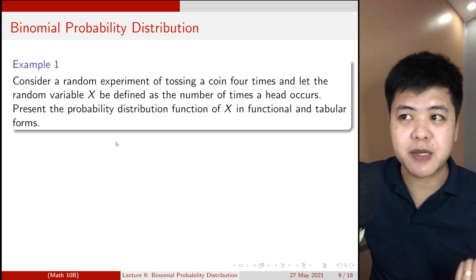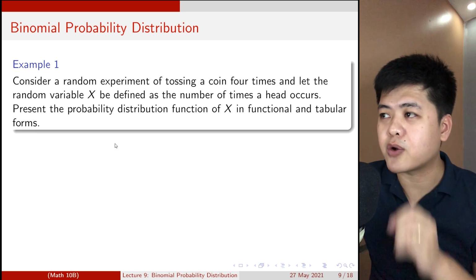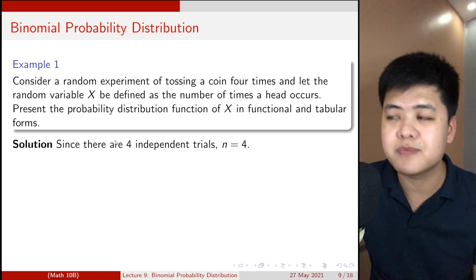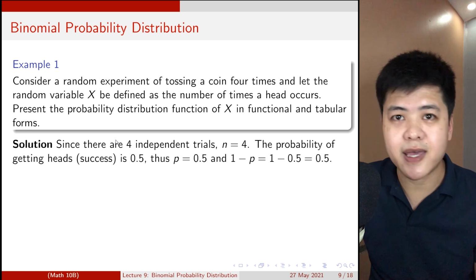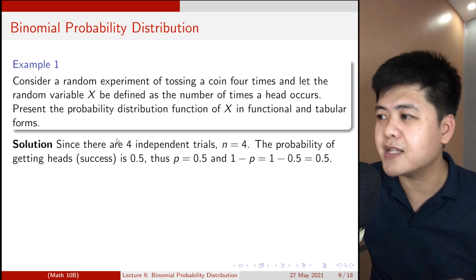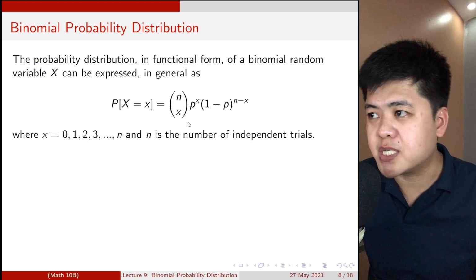Now, let's go back to example number 1. Again, we are going to toss a coin 4 times. So, in this case, our n is 4. And then, the probability of getting a head is 0.5 and yung failure natin, yung getting a tail, is 0.5 also. Yung formula natin, yung general formula, which is this one.